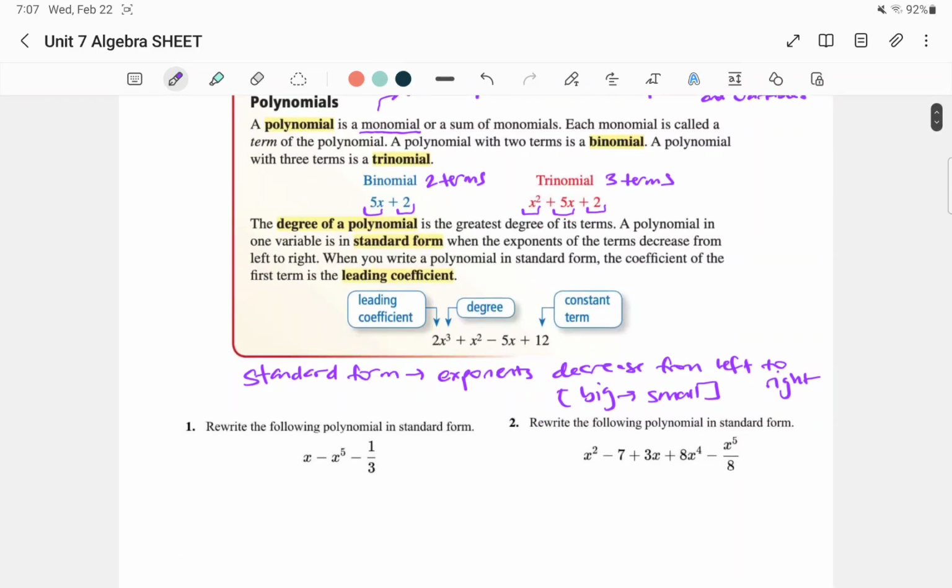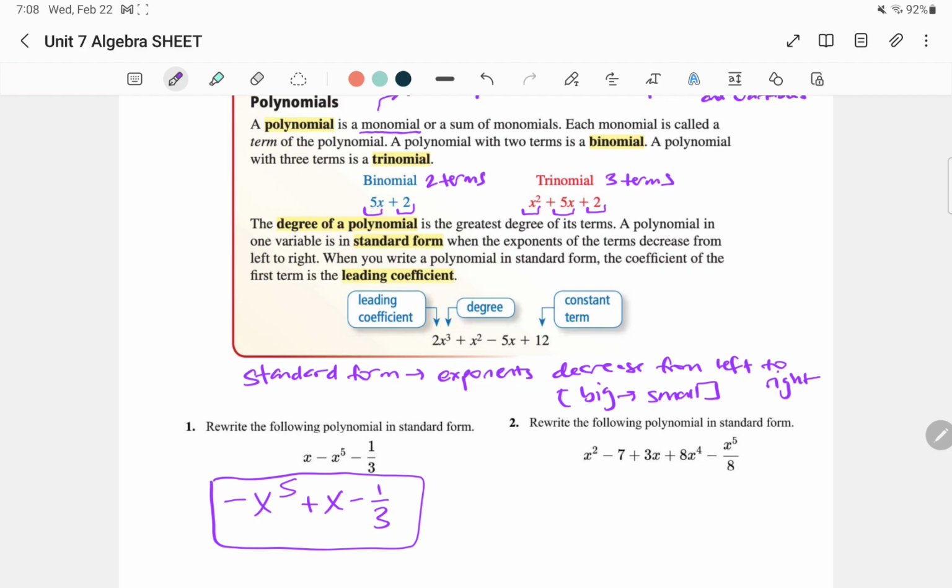Looking at number 1, let's look for the largest exponent, because we're putting the exponents in order from biggest to smallest. The biggest exponent is 5, so we're going to put that first. Since it's subtracting x to the fifth, it's going to be negative x to the fifth. The next largest exponent is that x, and there's nothing there, so there's an invisible 1. So that would be our next biggest exponent. And it's positive, so we're going to say plus x. And then last but not least, we have our constant, that minus 1/3. It's just a number. There's no x there, so that's going to come last. So minus 1/3. And there we have it in standard form.